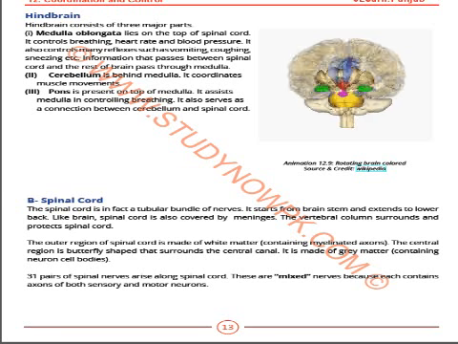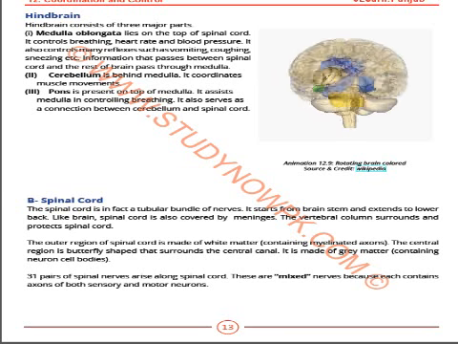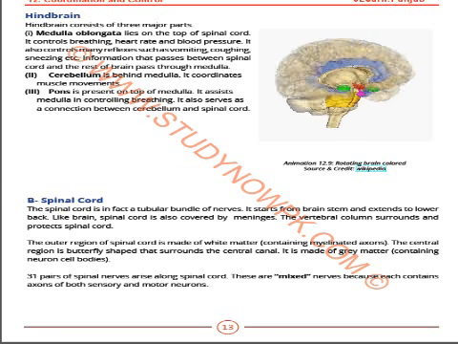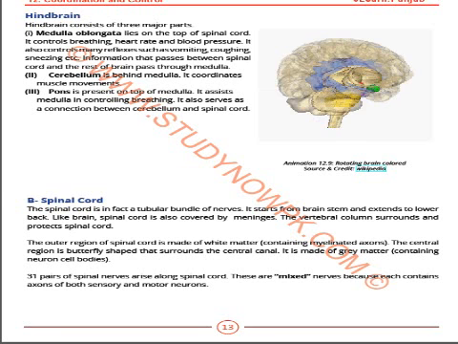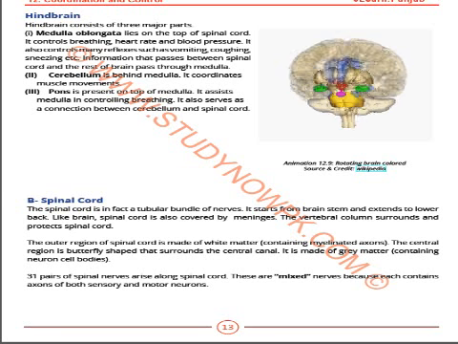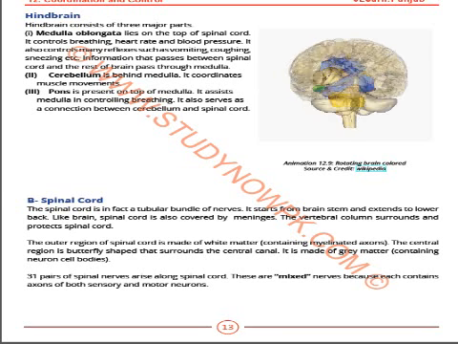So first of all, you have to write what is the spinal cord. It is a tubular bundle of nerves. It starts from the brainstem and extends to the lower back. This is the location, and then it is covered by meninges. The vertebral column surrounds and protects the spinal cord.